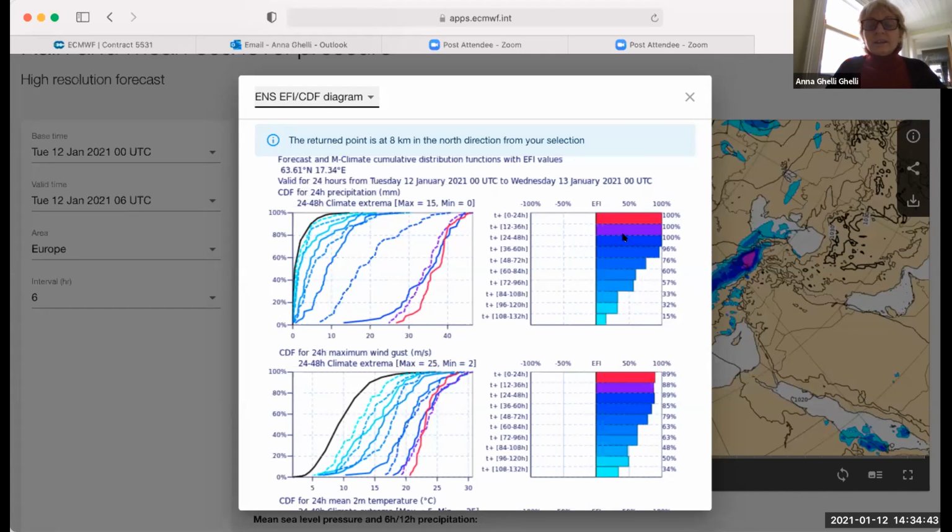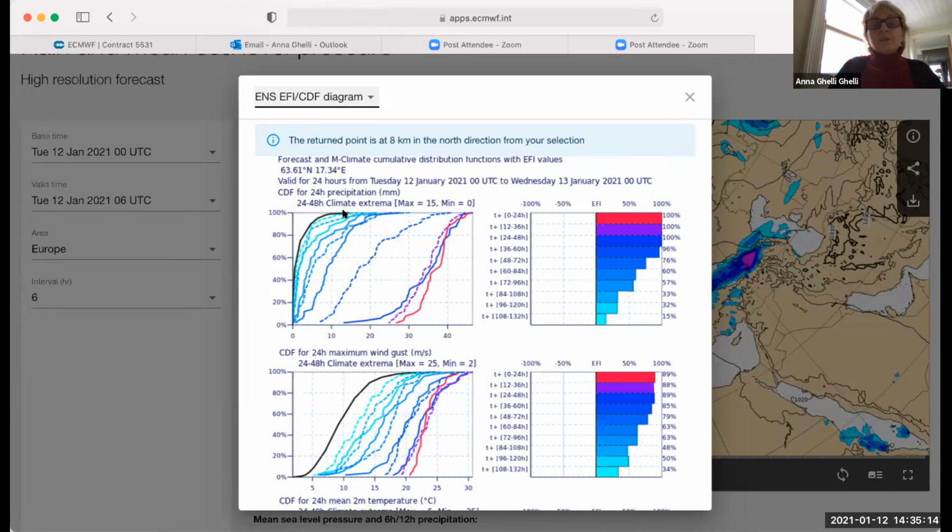But in recent forecasts, there is obviously a signal for something a bit more exciting. Yeah. And you can see that the red forecast is actually quite far away from the climate forecast. So the EFI is 1 for the red, but the EFI is also 1 for the purple line and is also 1 for the blue line.